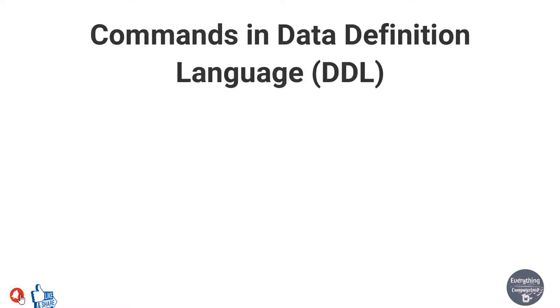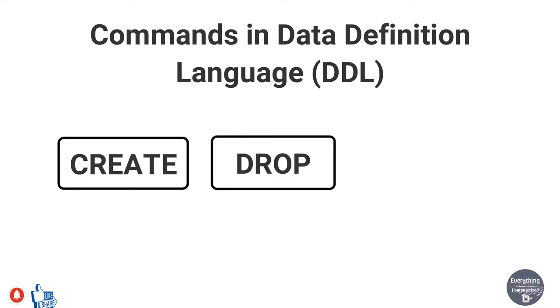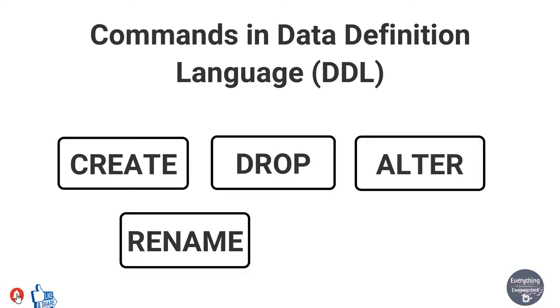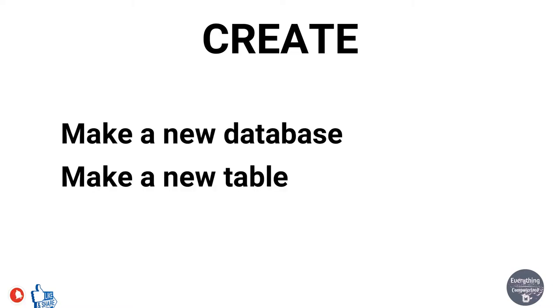Now, as you have understood the meaning and the use of DDL, let's take a look at the commands which are there in DDL. Mainly there are 5 commands in DDL: create, drop, alter, rename, and truncate. Let's first talk about the create command. If we want to make a new database or a new table, we use this command.